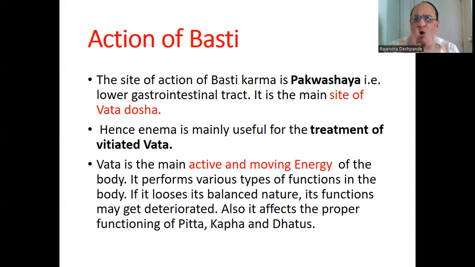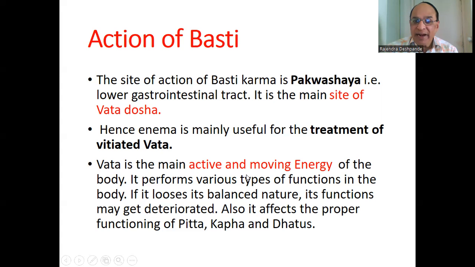On each and every organ, the Basti karma can be acted or can be benefited. Basti chikitsa is very beneficial, because among Vata, Pitta and Kapha in our body, Vata dosha is the supreme and main controlling factor, which also controls Pitta and Kapha. Hence enema or the Basti treatment is the treatment for vitiated, disturbed, pathological Vata.